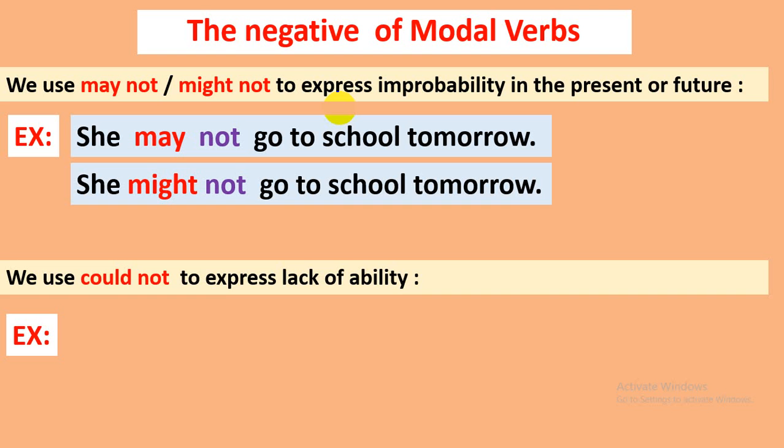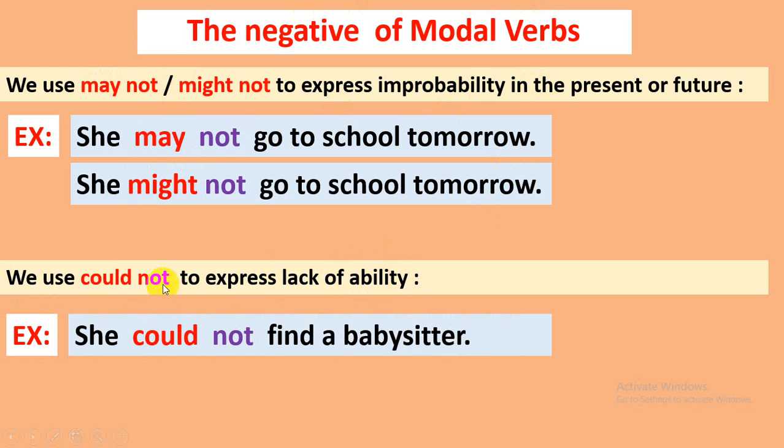We also use could not to express lack of ability. Notice the difference between the two. So may not and might not for impossibility. Could not to express lack of ability. So this one means not able to do this action. For example, she could not find a babysitter.